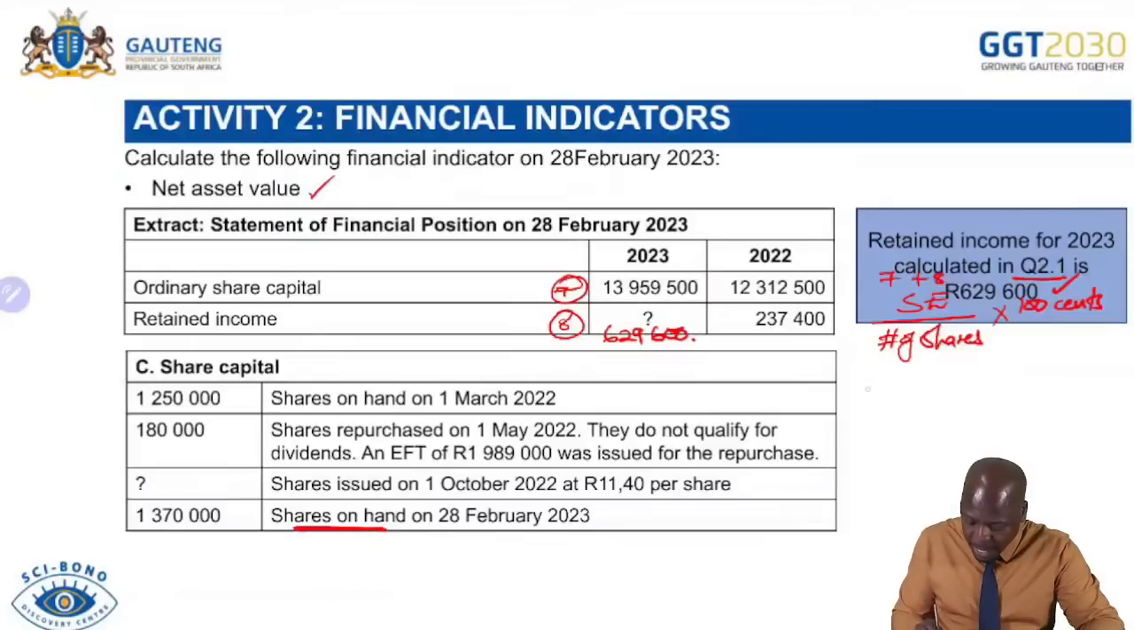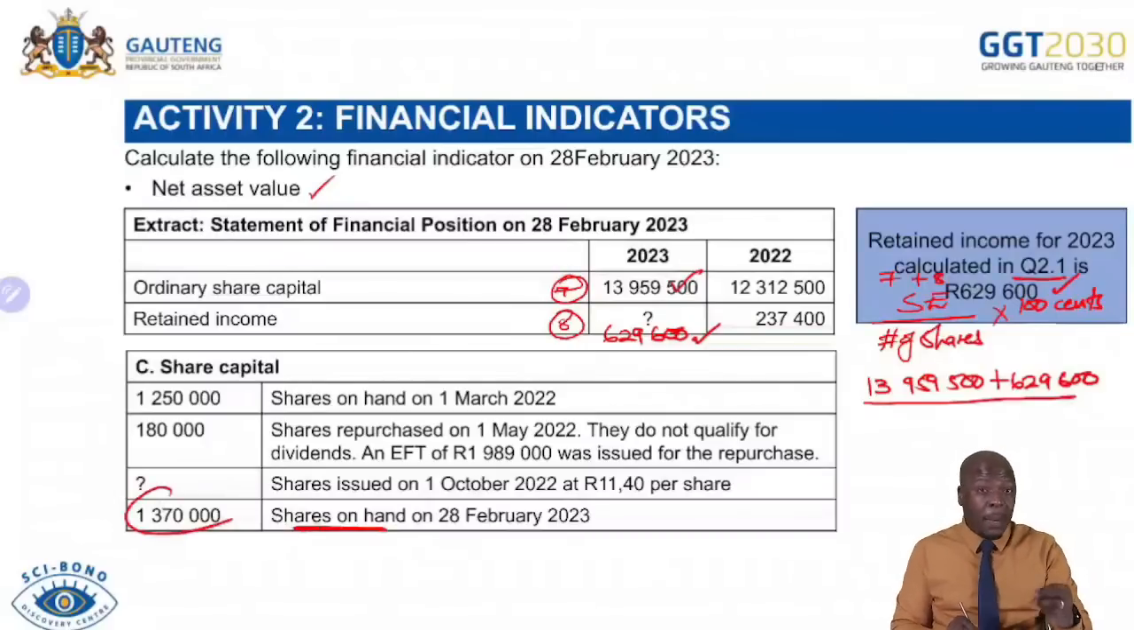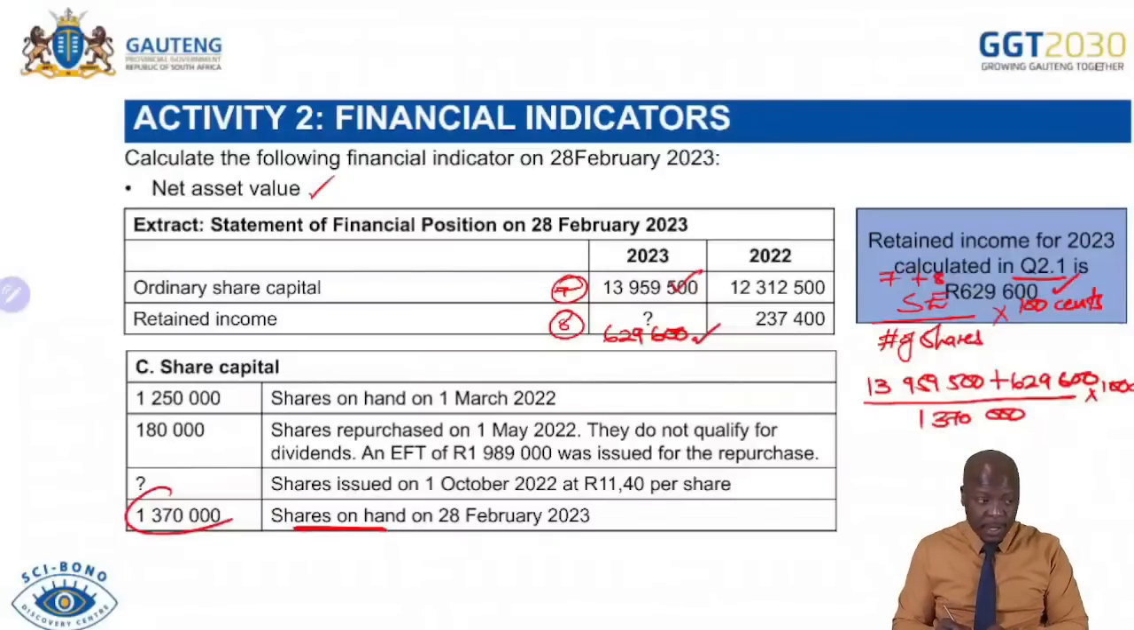Okay, I'm going to take my 13,959,500. Then I say plus the retained income, which is 629,600. Okay, so I've added this, and I then divide it by the number of shares on hand. In this case, it is given already, which is your 1,370,000 shares. Then I multiply this by 100 cents.